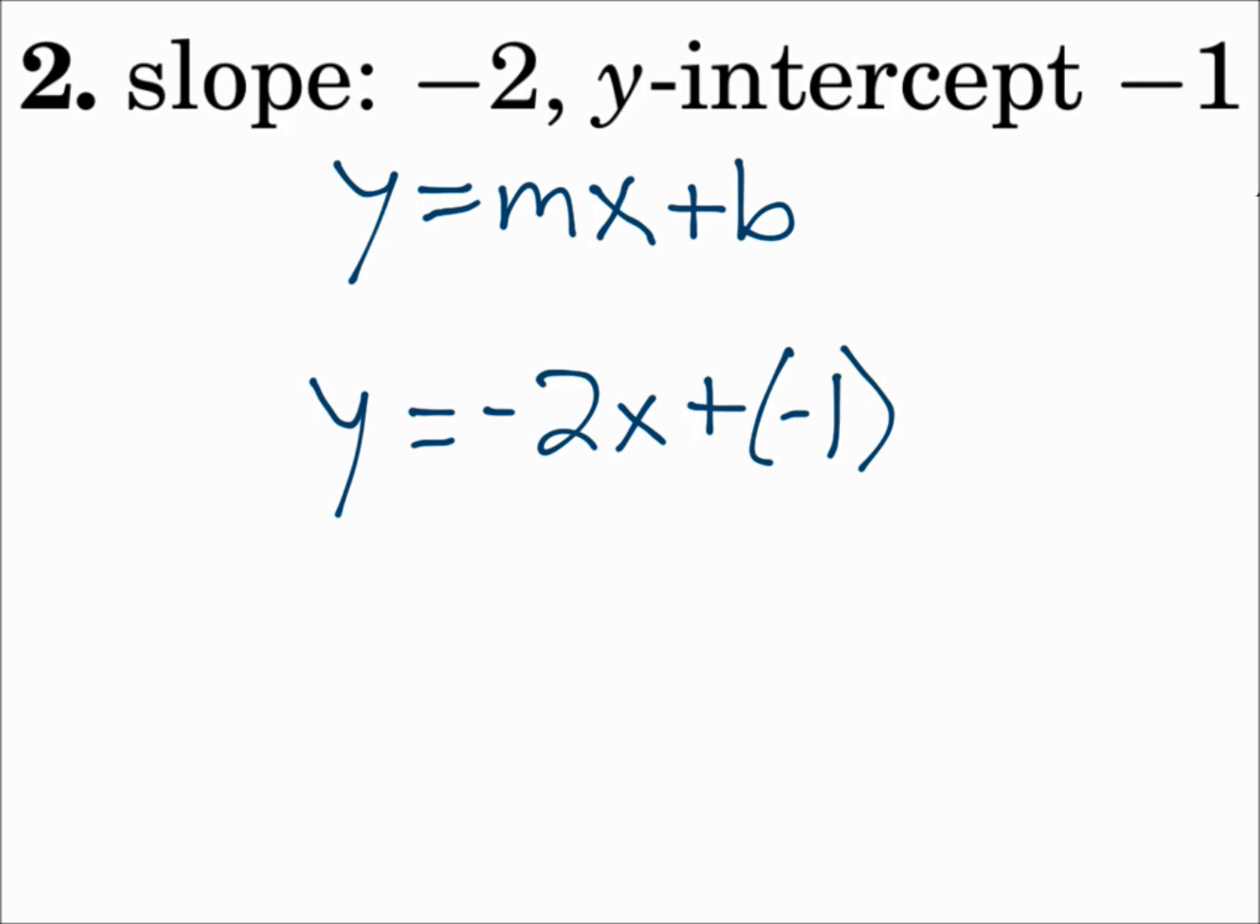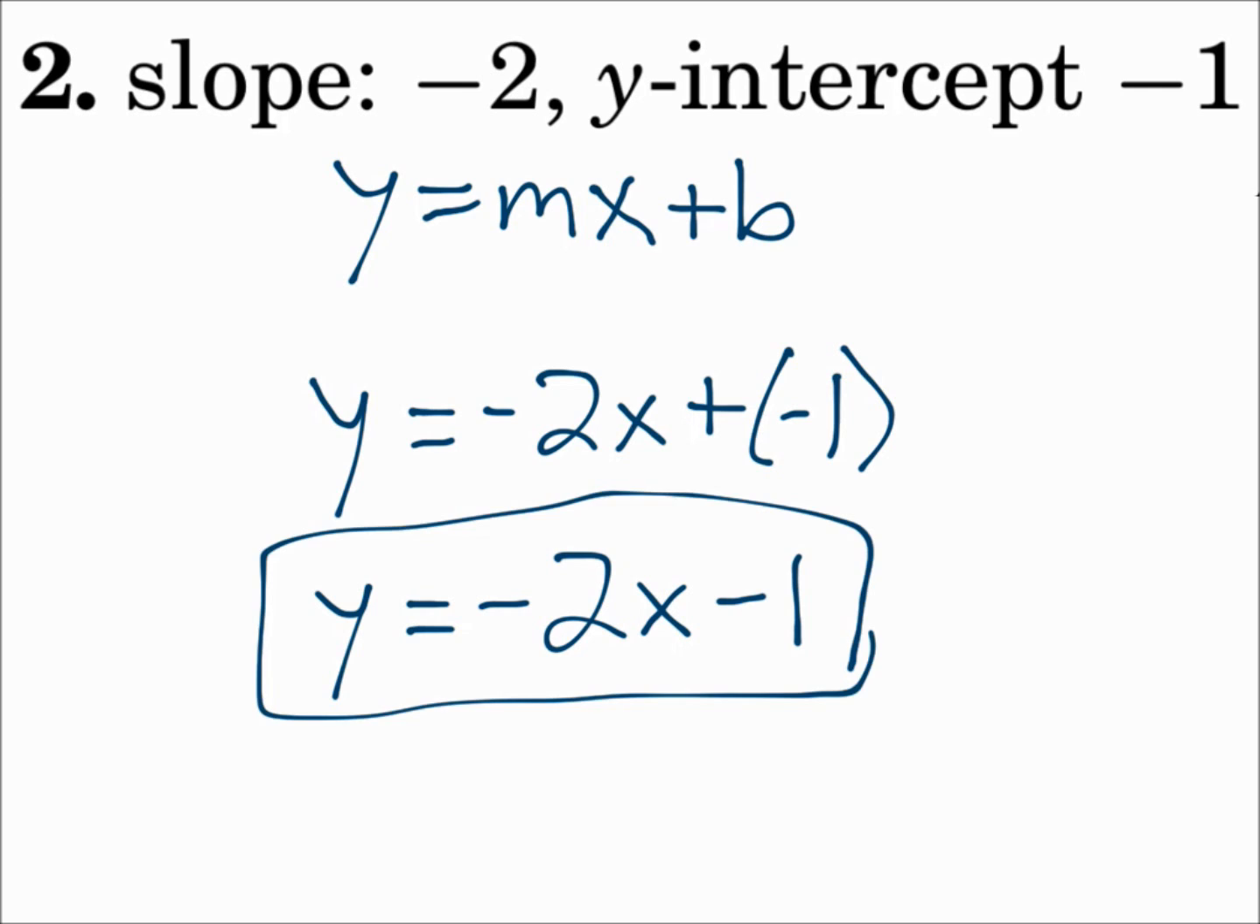Then simplify that. Instead of saying plus a negative 1, just change that to minus 1. Y equals negative 2x minus 1. Substitute in for the slope and the y-intercept and simplify if necessary.